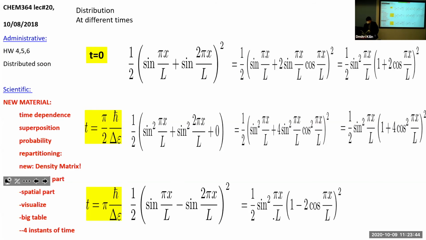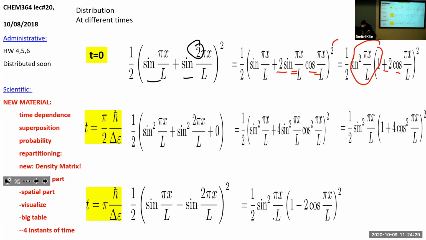Okay, let's see what I was doing in previous years. Okay, so I identified a full square, expanded the sine of double argument into 2 sine and cosine. Then I placed sine squared out of the bracket, and then I'm left with 1 plus 2 cosine pi x over L. Do you believe me?